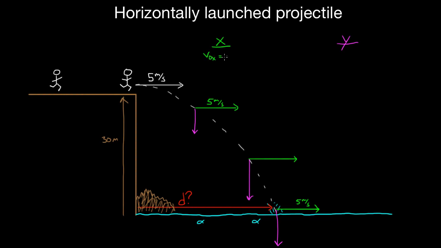It still means initial velocity is 5 meters per second. And we don't know anything else in the x direction. You might think 30 meters is the displacement in the x direction, but that's a vertical distance. This is not telling us anything about this horizontal distance. This horizontal distance or displacement is what we want to know. This horizontal displacement in the x direction, that's what we want to solve for.